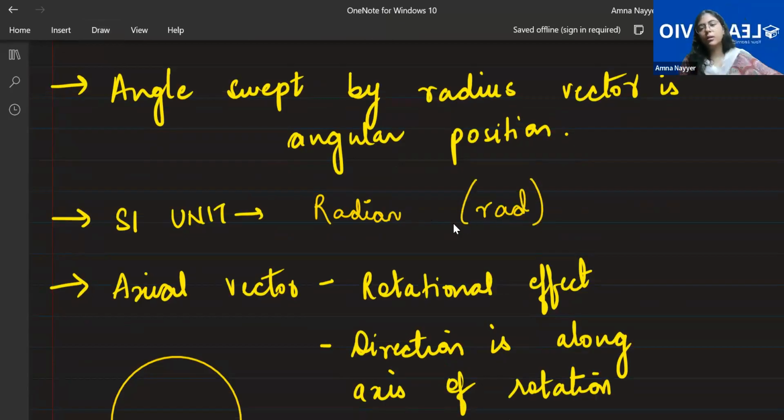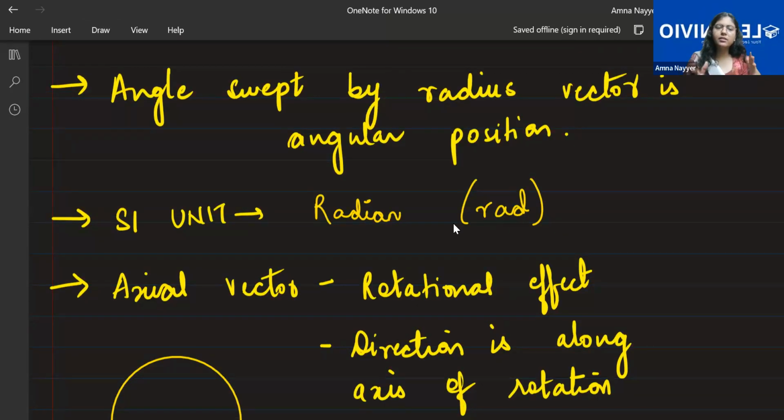Okay. Now talking about the axial vector. Axial vectors are basically those vectors where the direction is associated with the axis of rotation. Like if there's a circle, a fan is going. So this is the axis of the fan and the blades are moving like this across the fan. So here the direction of the vector will be given through this axis. That is known as an axial vector.